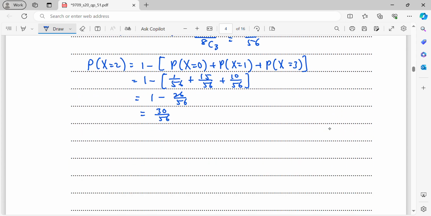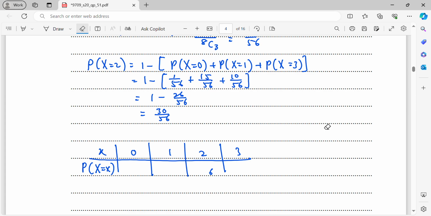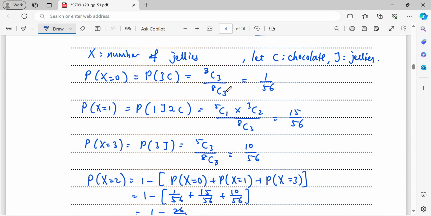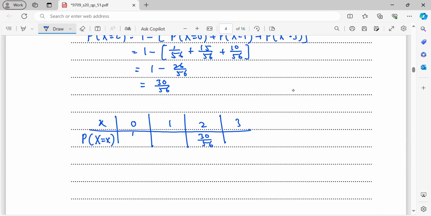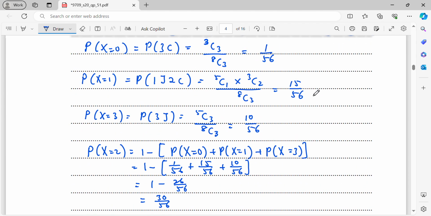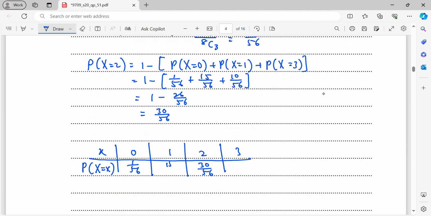Okay, so with this, I can just draw the table. This will be the x values and the probabilities. So 0 until 3. So x equals 2, I get 30 over 56. P(X = 0) is 1 over 56. P(X = 1) is 15 over 56. And then the other one is 10 over 56. So this is the probability distribution table of X.